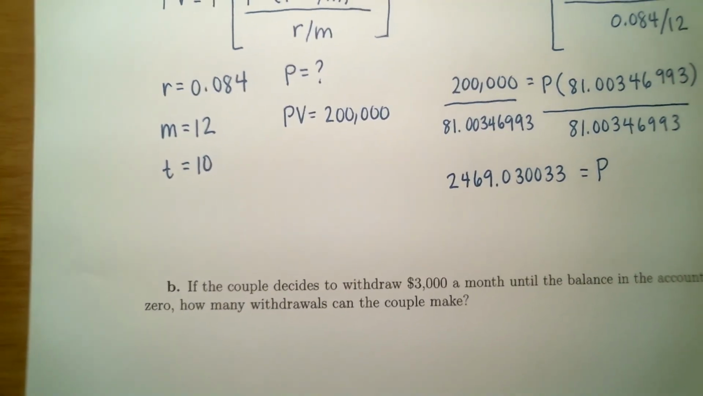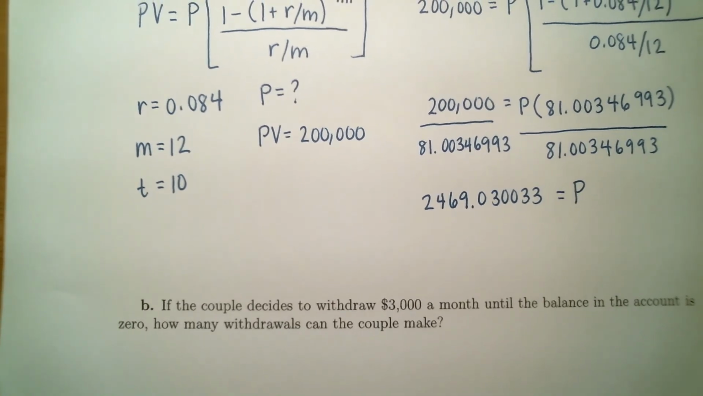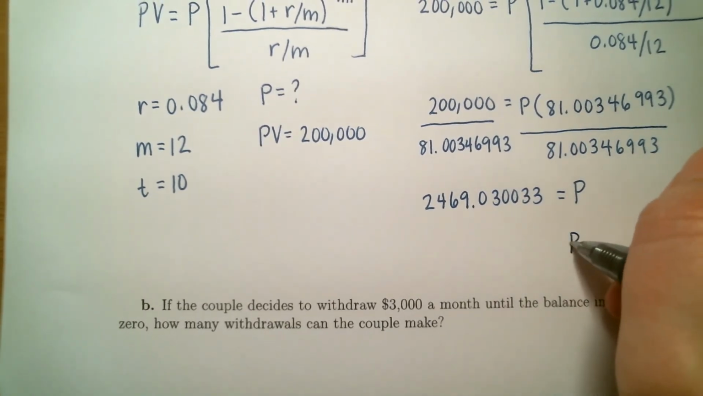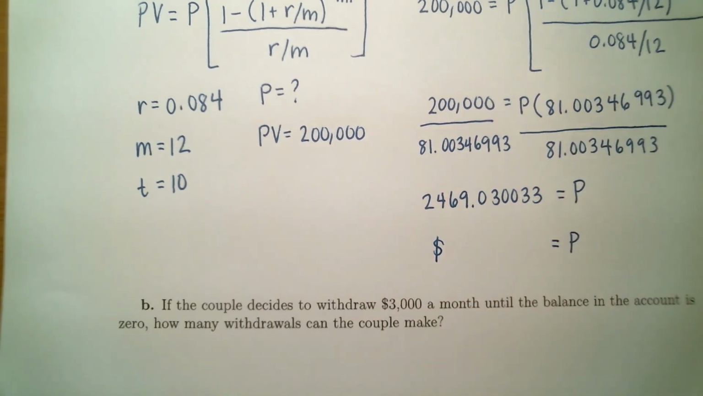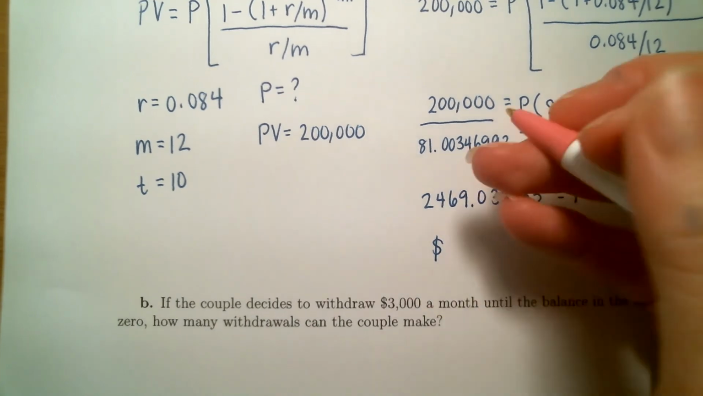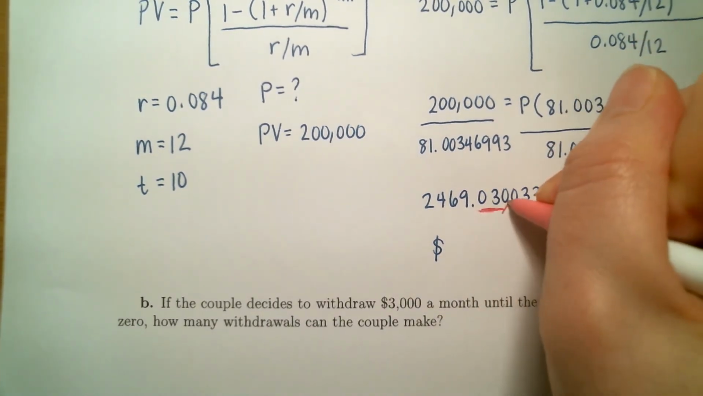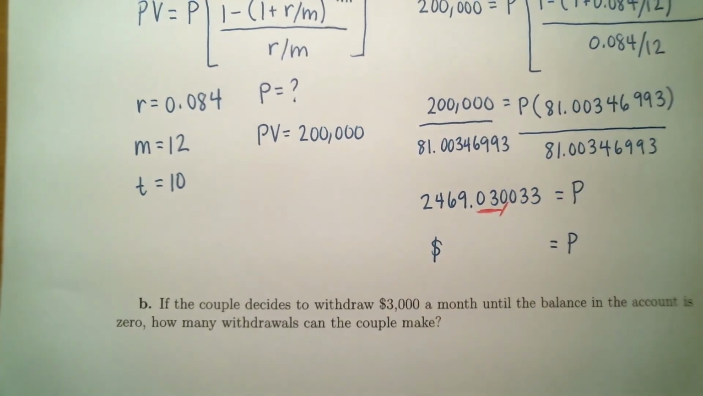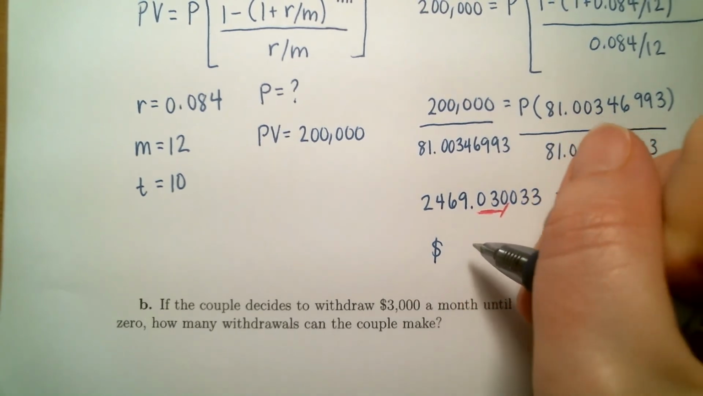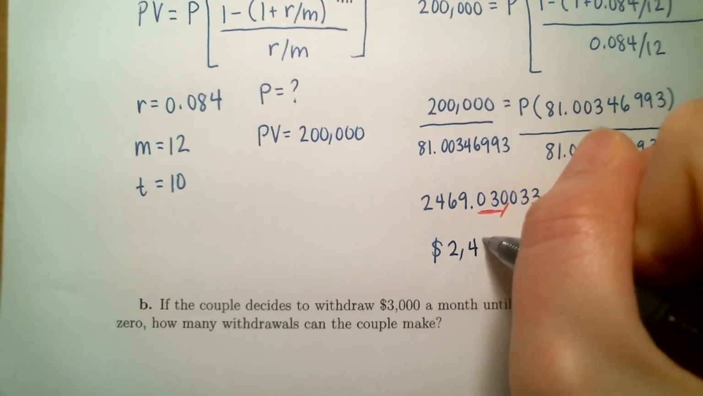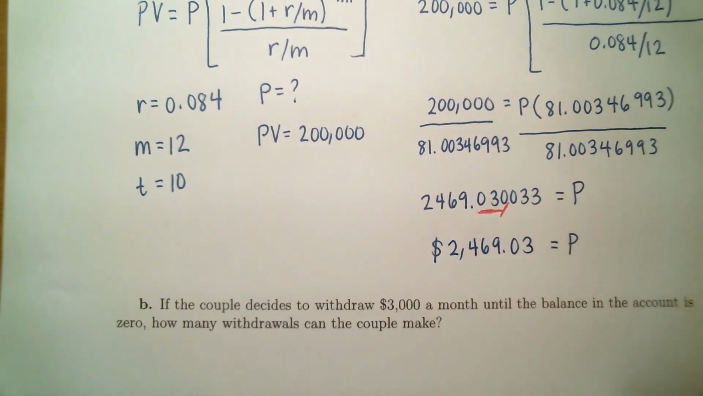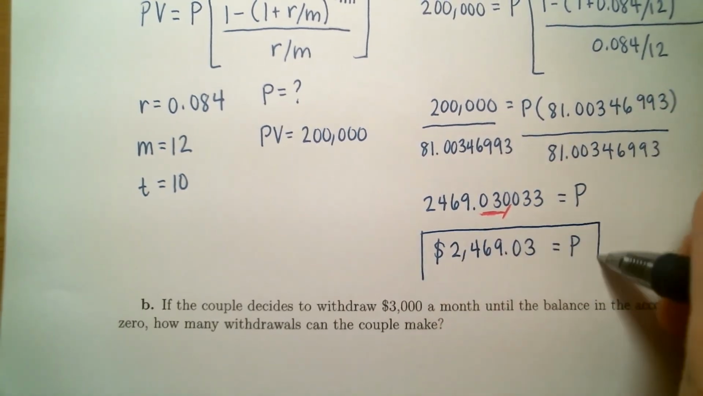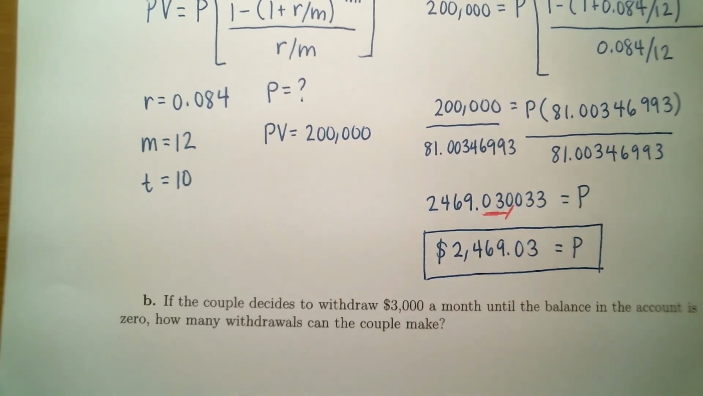We need to go ahead and round. Again, we're going to round to the nearest cent. So this couple is going to receive, let's do our rounding here. We've got 3 cents here. Let's look after, we've got a 0, so we're just going to keep it 3 cents. So this couple can withdraw $2,469.03 every month. So there we go.